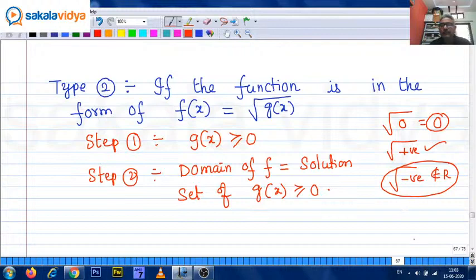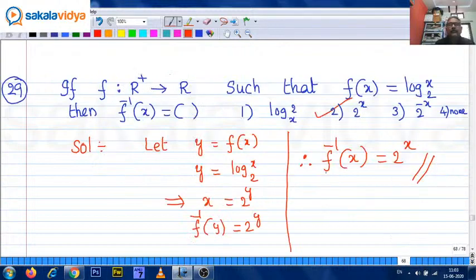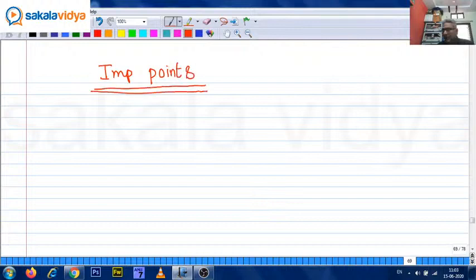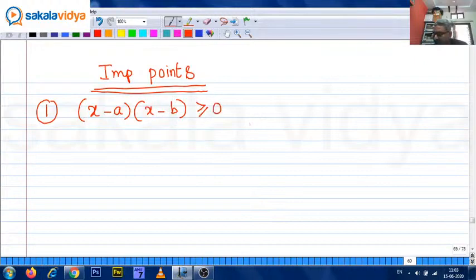So now, important points need to be discussed. While attempting these domain problems, we may come across these doubts. First doubt: x minus a multiplied by x minus b is greater than or equal to 0. What is the solution?